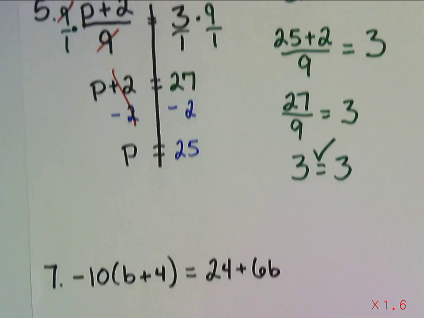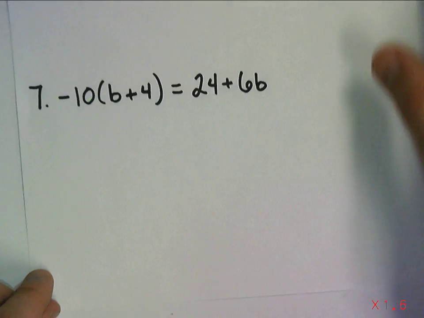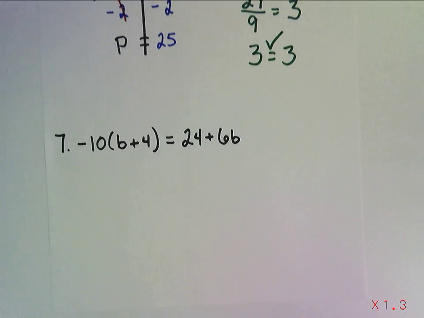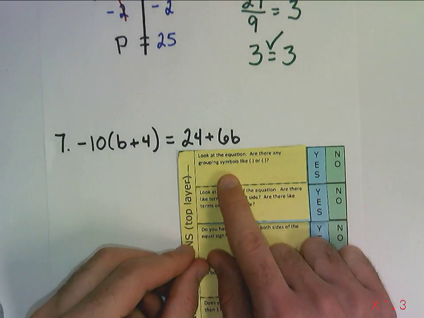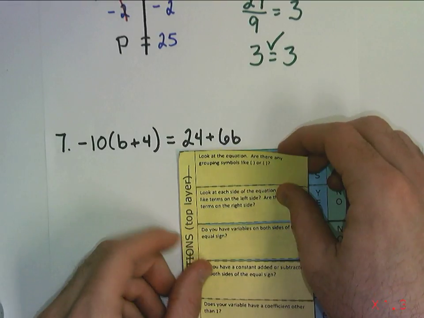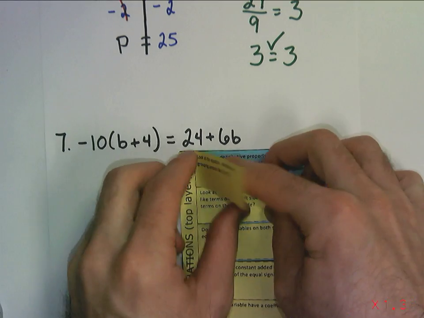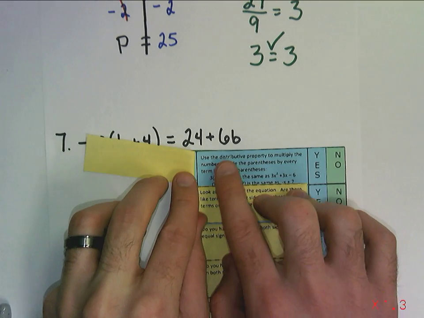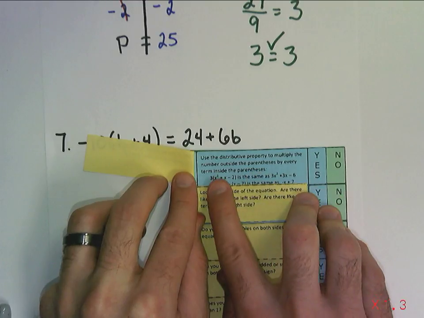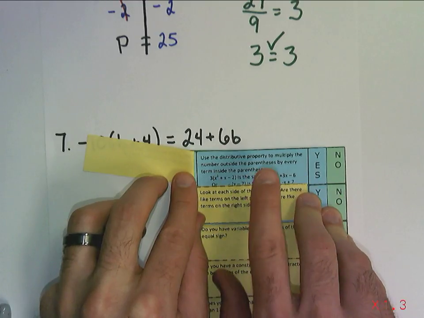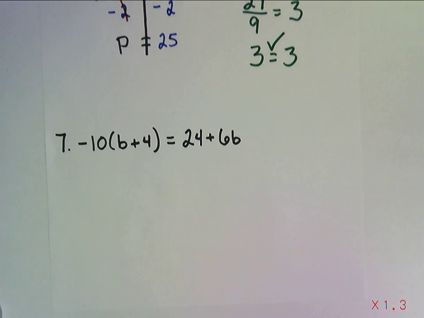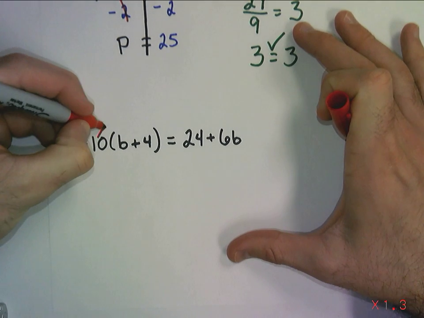So that's number 5. Let's move to number 7. I'm just going to zoom out here a little bit. Perfect. And let's use our foldable again. So it says, look at the equation. Are there any grouping symbols like parentheses or curly brackets? Well, yes, we have b plus 4 in parentheses. So what that says is, use the distributive property to multiply the number outside the parentheses by every term inside the parentheses. So this is exactly what we were working on last week. We need to distribute this negative 10 to the b and the plus 4.